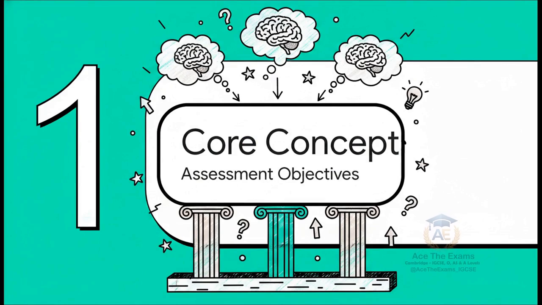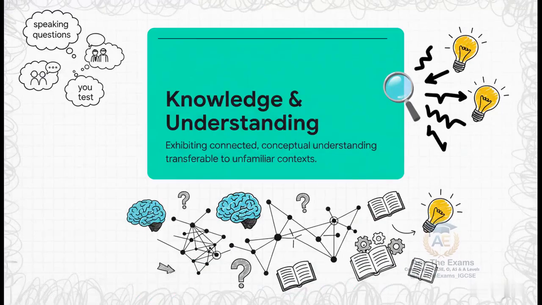Let's decode the assessment objectives. Okay, the first major domain the examiners are targeting is knowledge and understanding. Now, if we audit the exact wording here, something really crucial stands out. It's the definition of knowledge. The biggest myth out there is that knowledge just means memorizing massive, endless lists of Afrikaans vocabulary or regurgitating standard pre-written responses. But Cambridge explicitly destroys that myth. They state that true mastery is exhibiting a connected, conceptual understanding that is transferable to unfamiliar contexts.